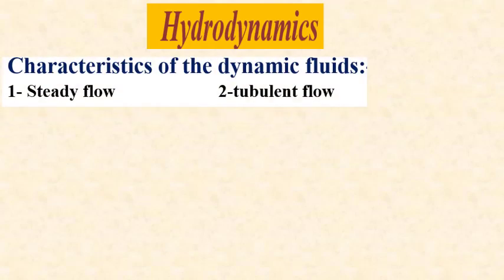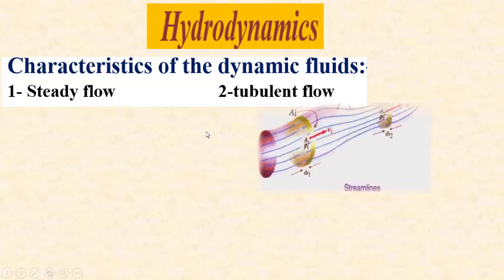Hydrodynamics is the branch of physics that relates to fluids. So what is meant by fluid? A fluid is a type of matter where the molecules move freely, such as liquids and gases. At first, what are the characteristics of dynamic fluids? Number one, steady flow. Number two, turbulent flow.